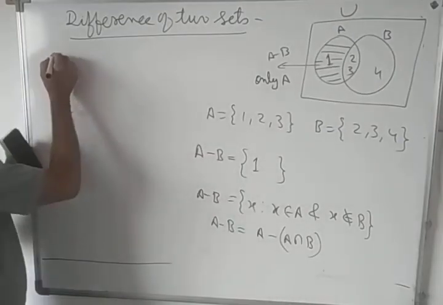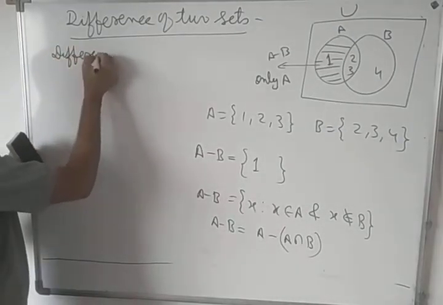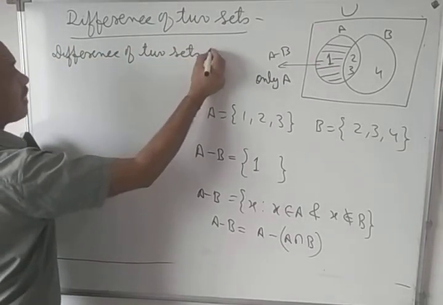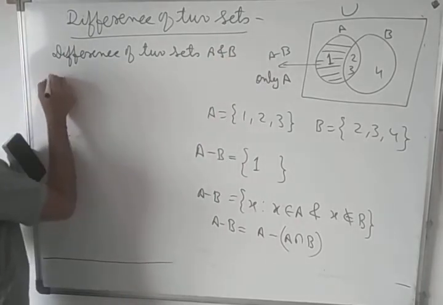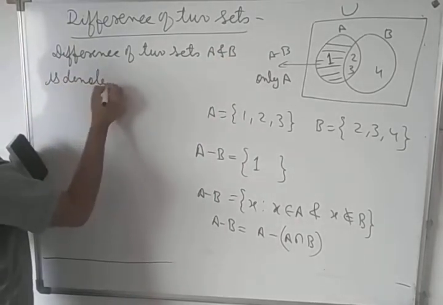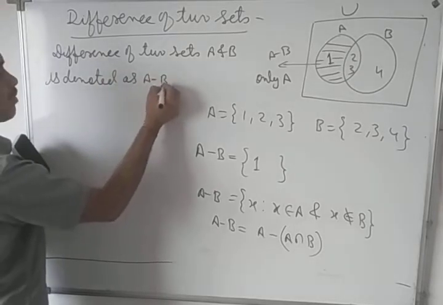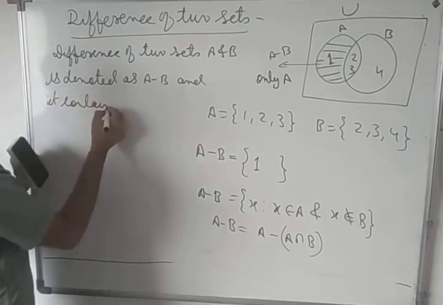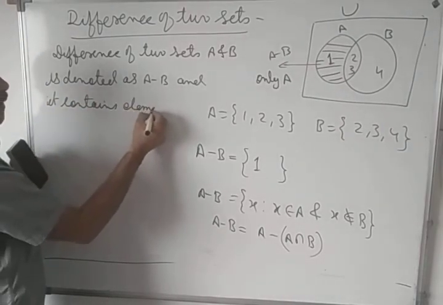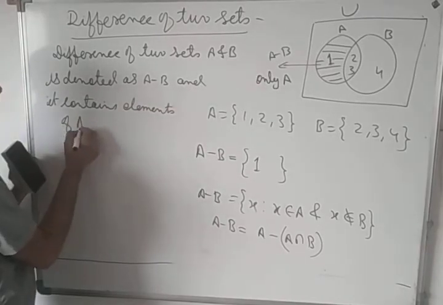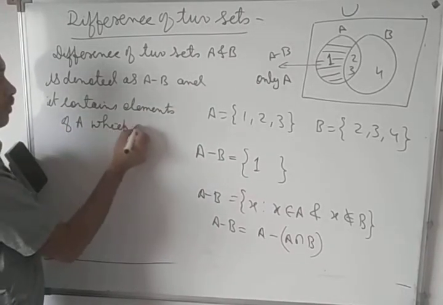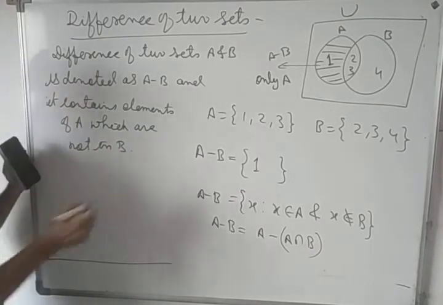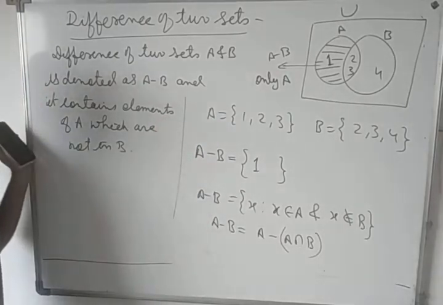For definition we say, difference of two sets A and B is denoted as A minus B, and it contains elements of A which are not in B. That is the short definition of this A minus B.